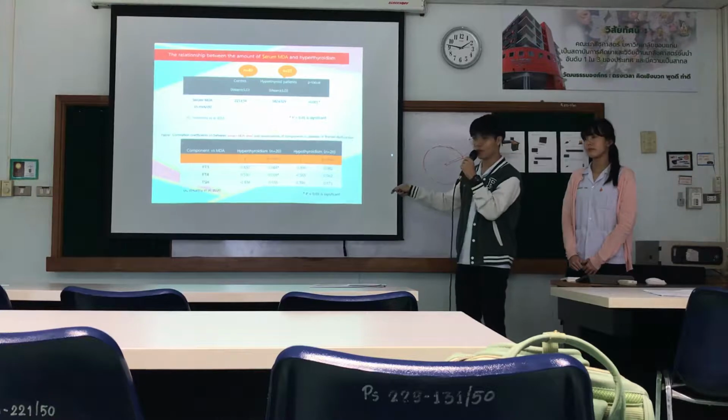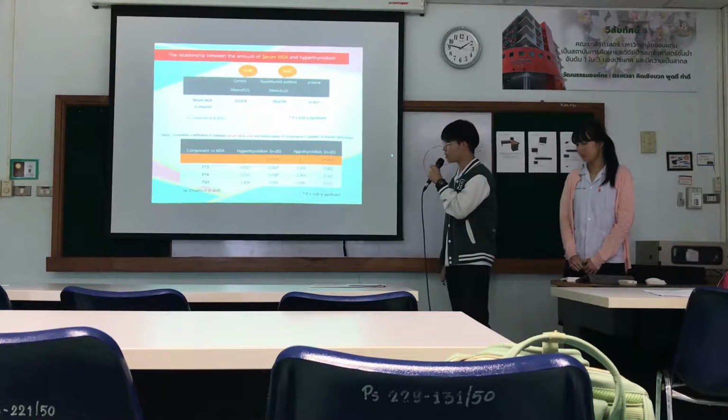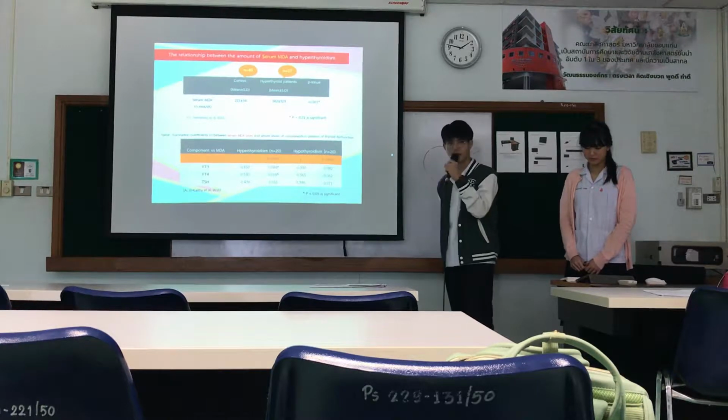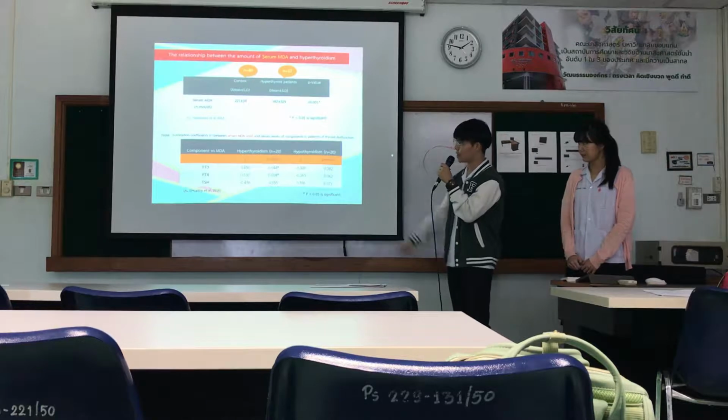So this can be used as a diagnostic parameter for patients with hyperthyroidism, because the negative feedback from the high amount of thyroid hormone can suppress TSH production.